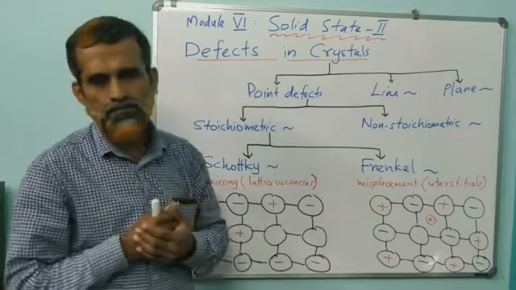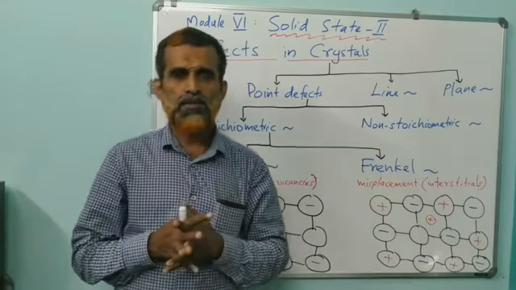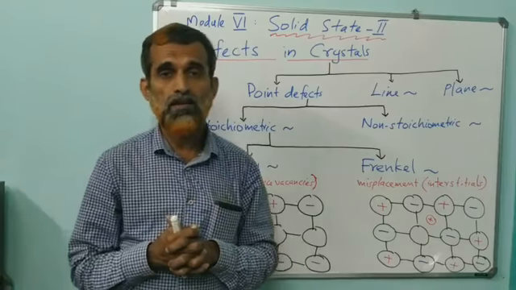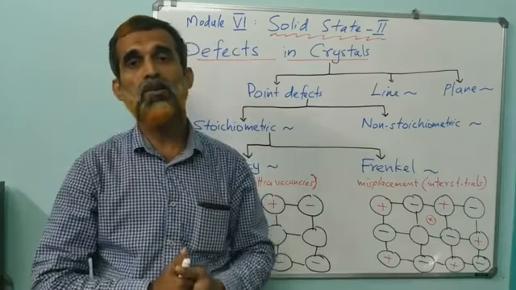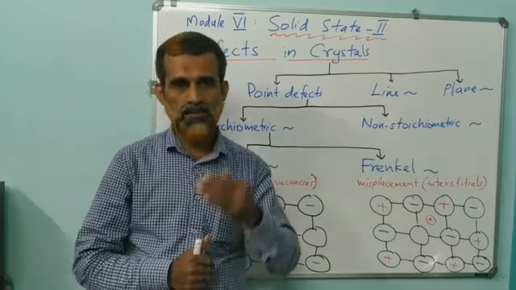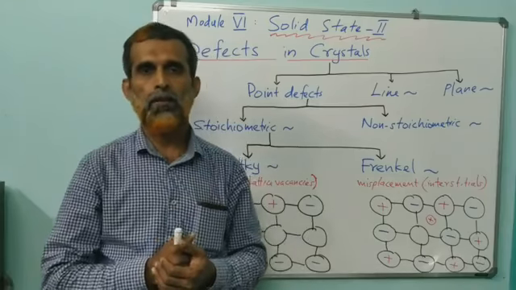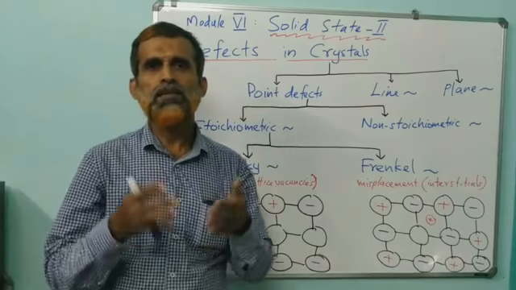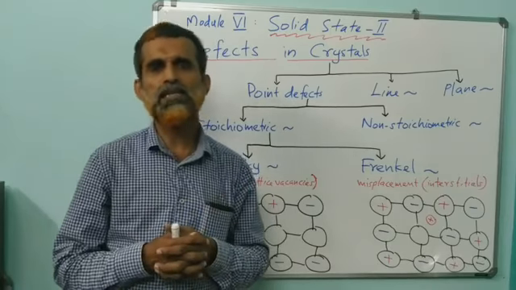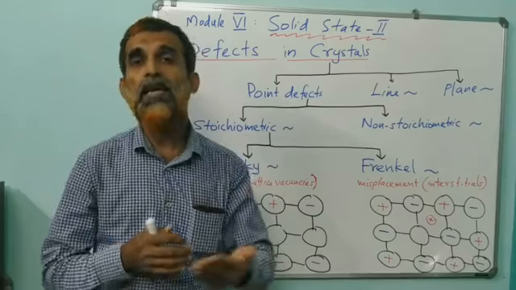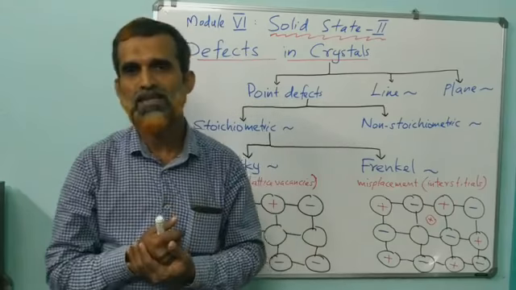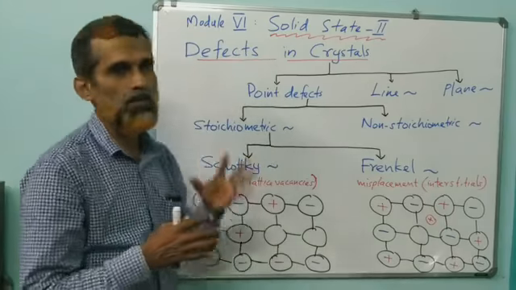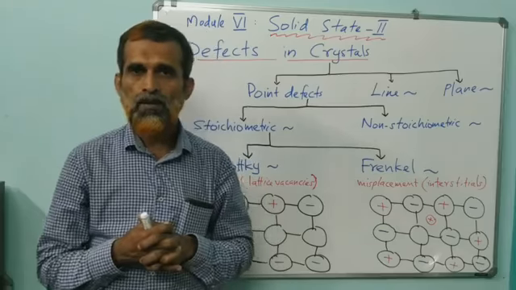What does it mean? We know that crystalline solids are having periodic arrangement of particles and there is a regular repeating pattern. However, we will see that in most of the crystals there will be some irregularities in the arrangement of particles. That is known as defects in crystals.